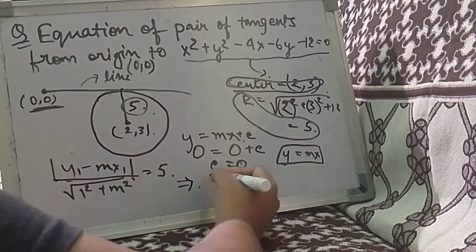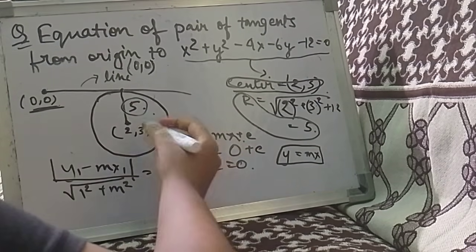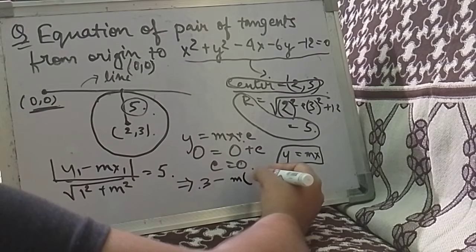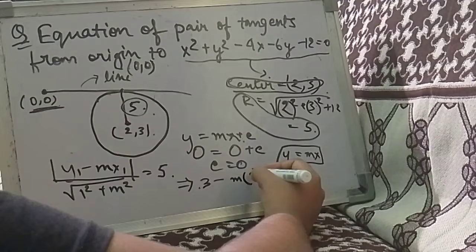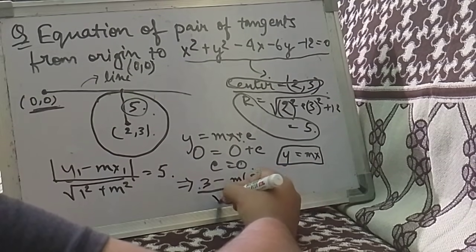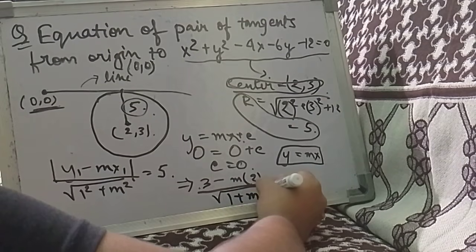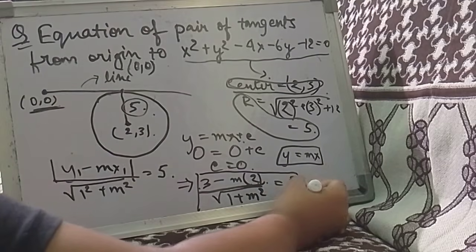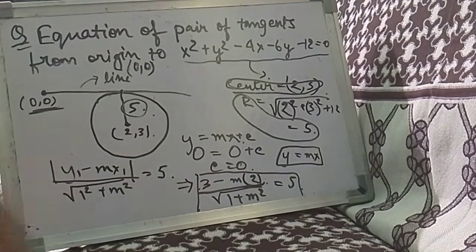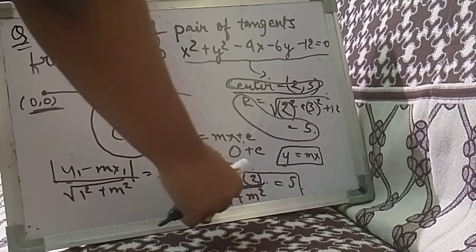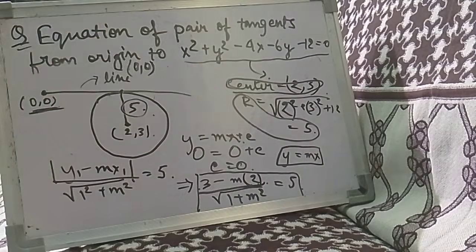under root of 1 square plus m square equals 5. So it becomes, y1, what is y1? This is 3, minus m into 2, divided by under root of 1 plus m square, equals 5. So we have to find the value of m from here. So let's remember this one: 3 minus 2m divided by under root of 1 plus m square equals 5. So we will solve after this.